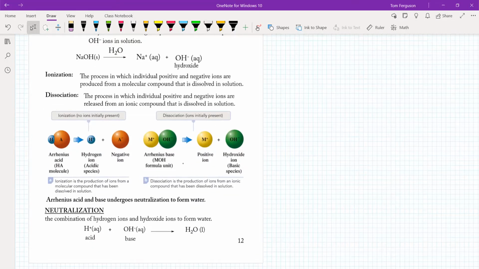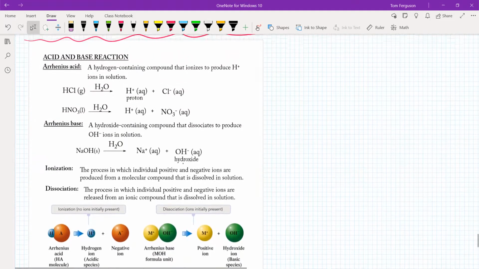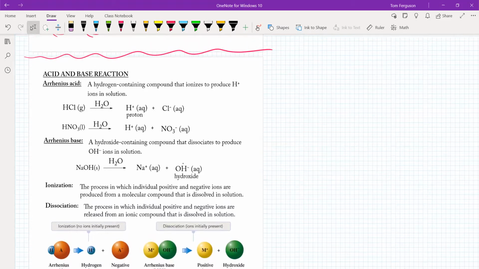Up above, we talked about a double replacement reaction. Sometimes we form a molecular substance such as water. That frequently will happen if we have an acid and a base. There are many definitions of acids and bases. One of the definitions of an acid is a compound that will ionize or dissociate to produce hydrogen ions.